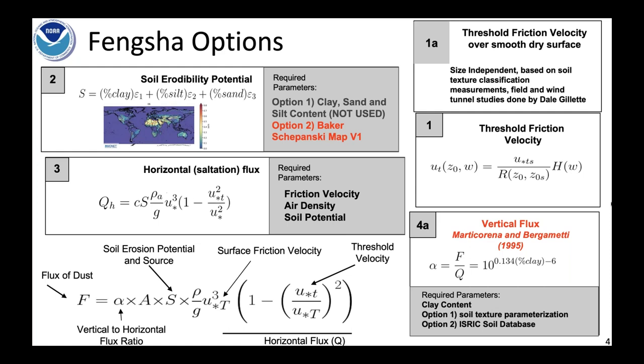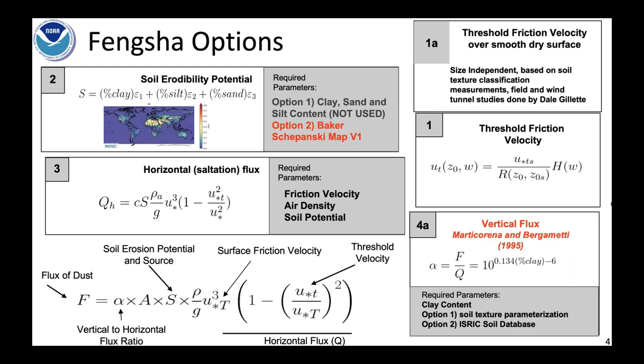And that's something that's not really well understood, especially spatially. So what we've done is we've gone back and used field and wind tunnel measurements to constrain our model, so we can model this with some type of constraint.